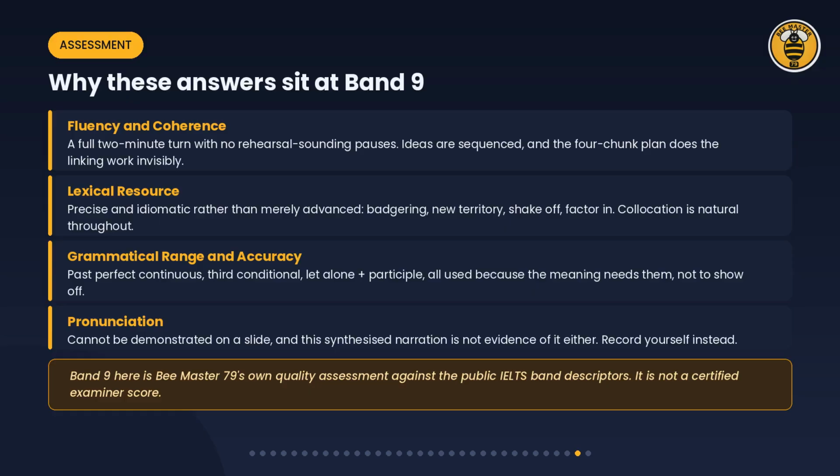One important caveat. Band 9 here is our own quality assessment against the public IELTS band descriptors. It is not a certified examiner score.